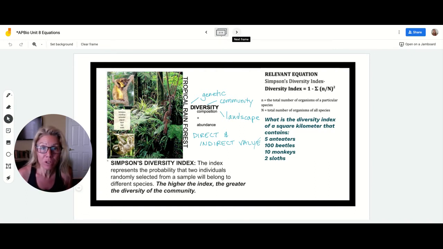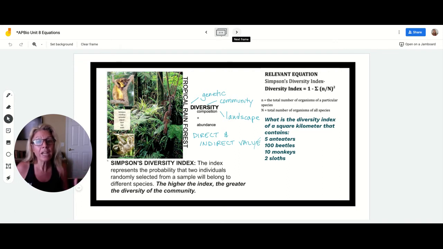value in biodiversity. When you learn about biodiversity, you'll learn about genetic, community, and landscape biodiversity. Genetic means within a single population that there is variety in the genes. Community means that you have several different community interactions, different populations interacting with each other. And landscape biodiversity is just mountains, streams, lakes, there's diversity there.